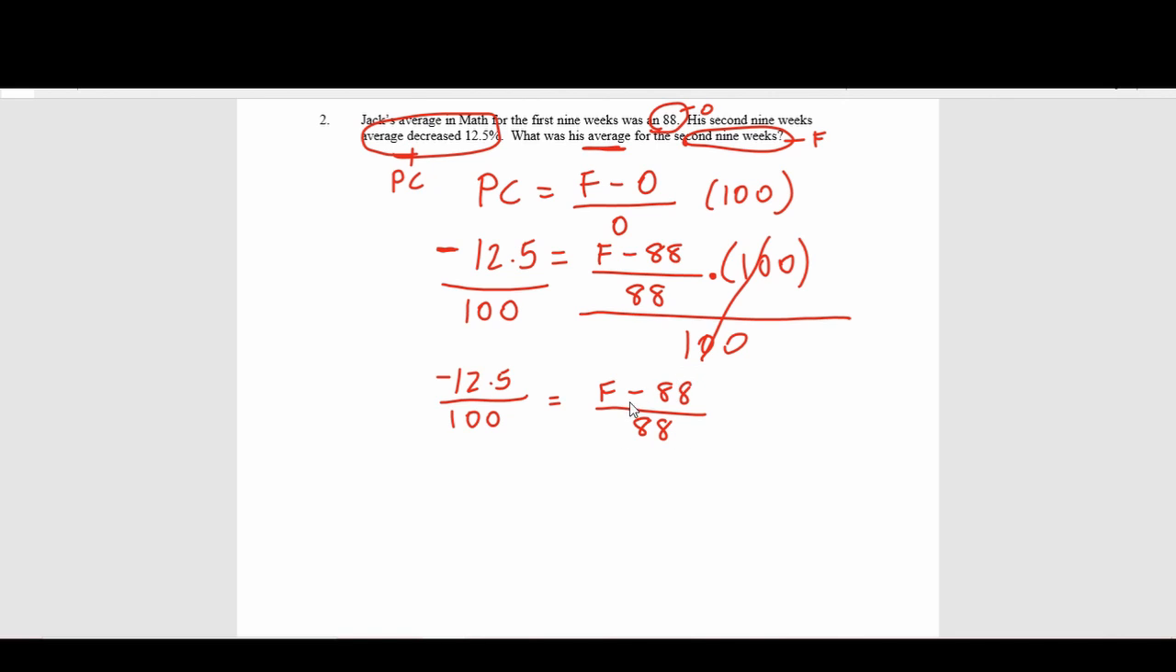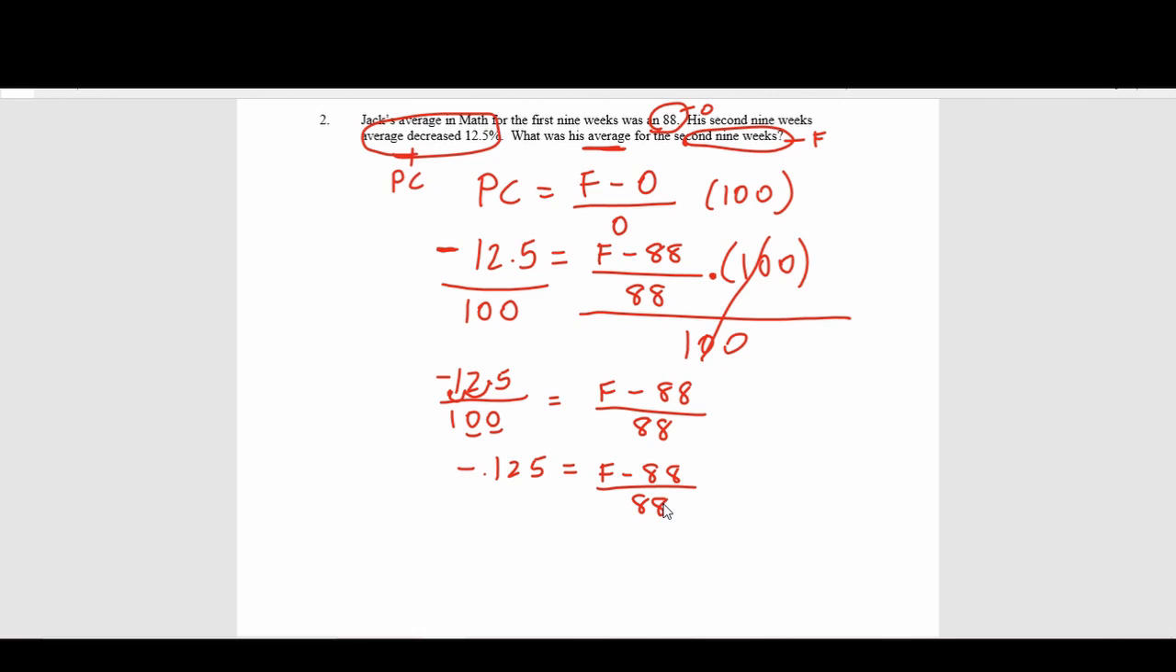Okay? Now, again, when you multiply or divide something by a power of 10, it's just a matter of shifting the decimal place. In the first problem, we multiplied by 100, so we shifted the decimal place to the right twice. In this case, we're dividing by 100, which has 2 zeros, so we're going to shift this decimal place 2 times. So without doing any difficult long division, I know negative 12.5 divided by 100 is just going to be negative 0.125, and we're left with F minus 88 over 88.